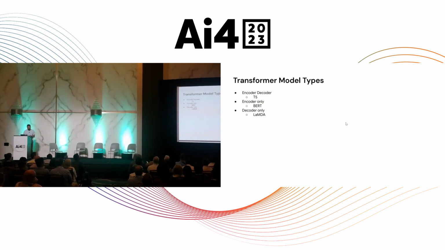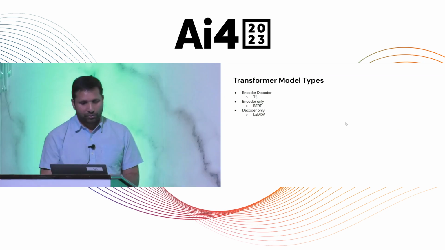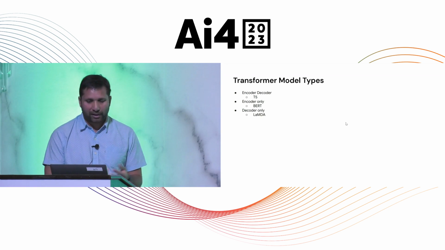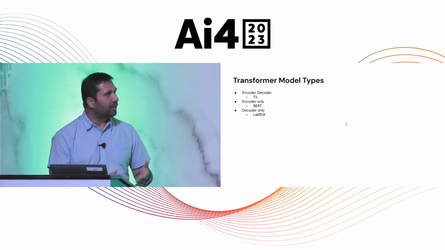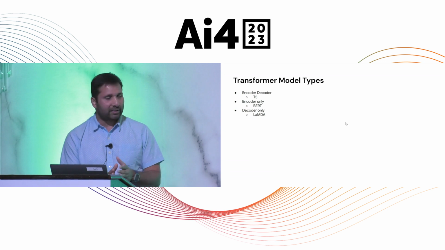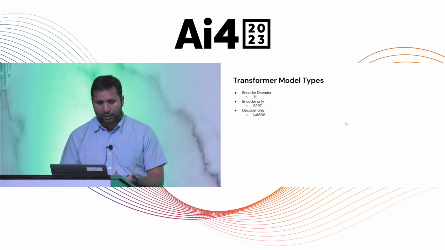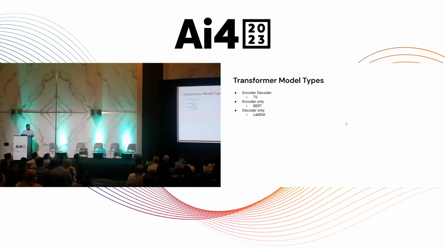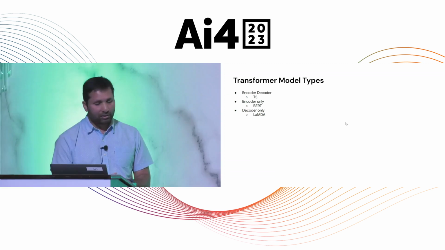So let's take a look at different types of transformer models we have. The original transformer has an encoder and a decoder, but we have also trained encoder-only architectures where there's just an encoder. BERT was very popular, which is an encoder-only architecture. And then we have decoder-only architectures such as LaMDA.